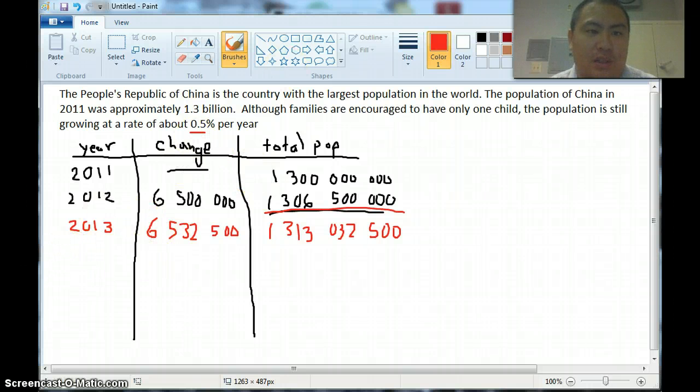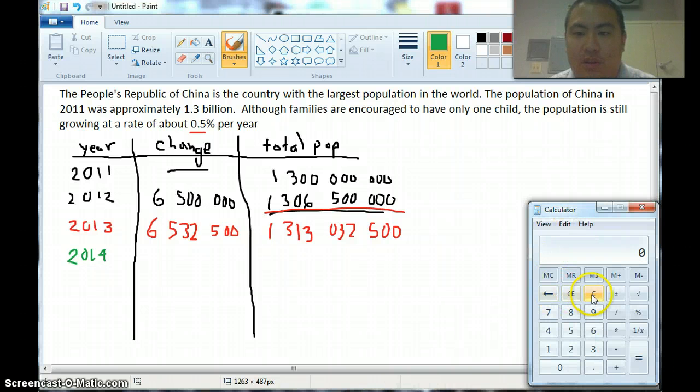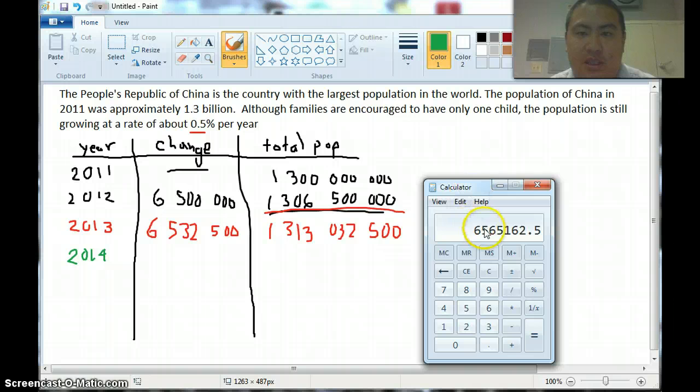So I'll change it to green, and this time I'll just save some time. 2014. I'll just do the change, and then I'll leave it alone. So I'm going to take 13,130,325,000 times 0.005, and that's going to give me my change. Now it's 6,565,162.5. Okay, so it's a constant iteration, right?